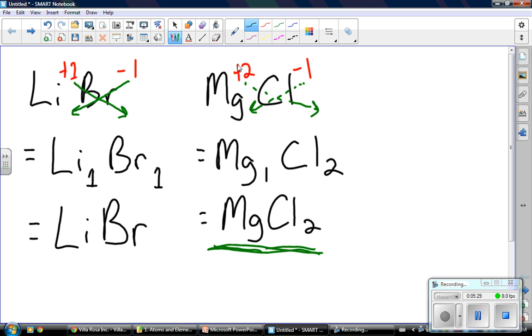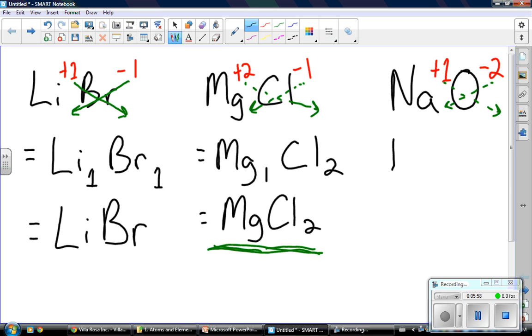What was the third example there? Sodium oxide. Sodium is Na. Oxide, that's oxygen, so that would be just O. Obtain their charges. So sodium has a charge of +1. Oxygen has a charge of -2. Crisscross it. That goes there. That goes there. And you're left with Na2O.